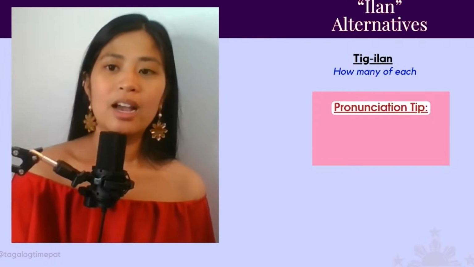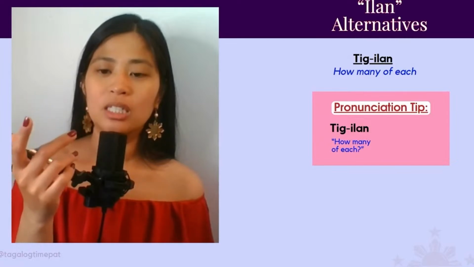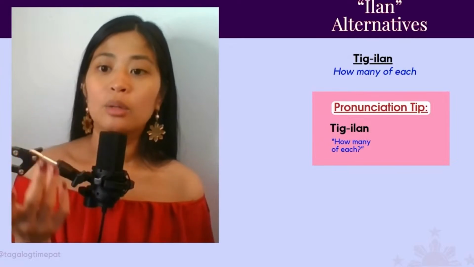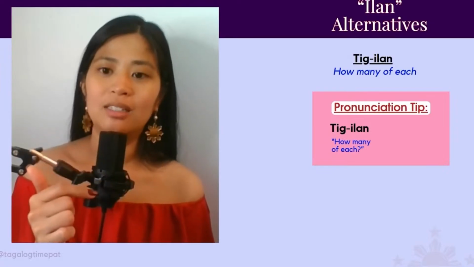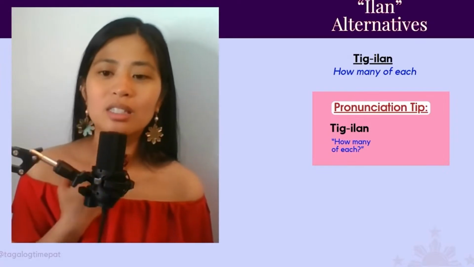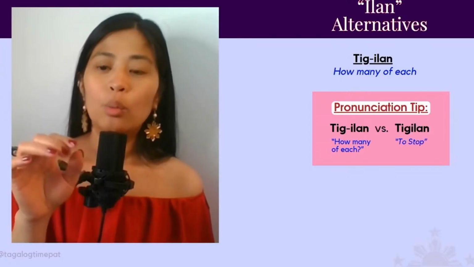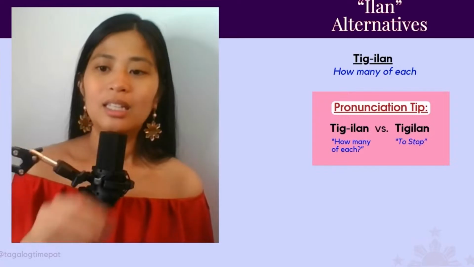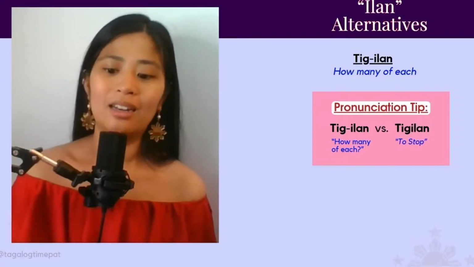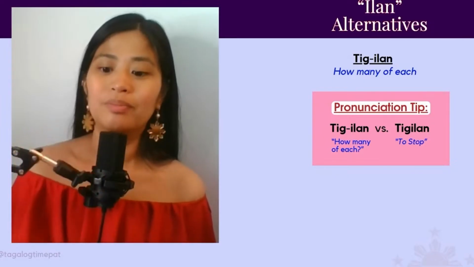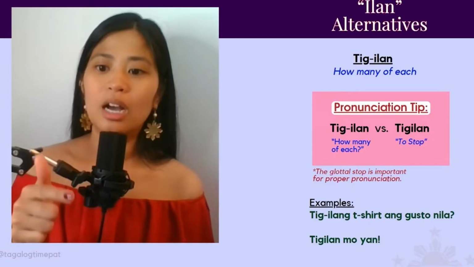Tig ilan is a homonym, meaning it can have different translations depending on how it's pronounced. So tig-ilan, when there's a hyphen in it, you have to have that glottal stop. Tig-ilan. That means how many of each. When there's no hyphen, tigilan, it's just one word, tigilan. That means to stop.